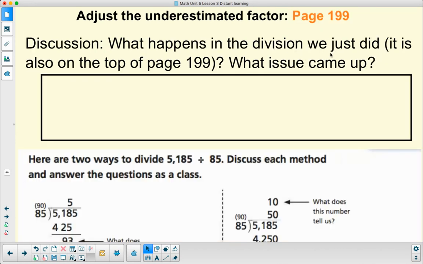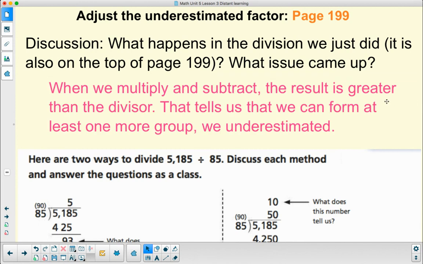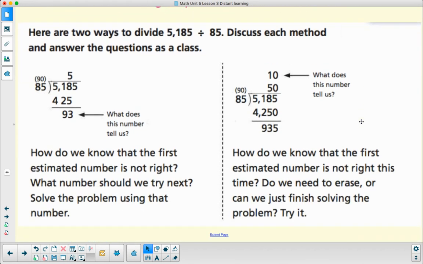So what happens if in the division we just did, it's also on the top of your page 99, what issue came up? When we multiplied and subtracted, the result is greater than the divisor. That tells us that we can form at least one more group, and we underestimated. So in our digit by digit, when 93 became too great and told me I could take another one, I'm going to adjust my 5 to a 6.